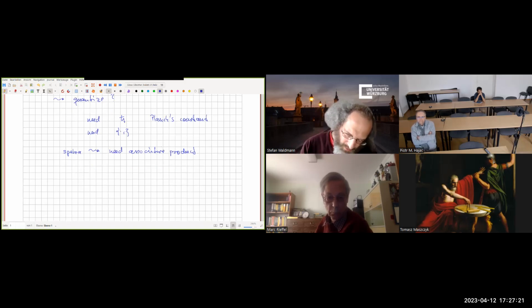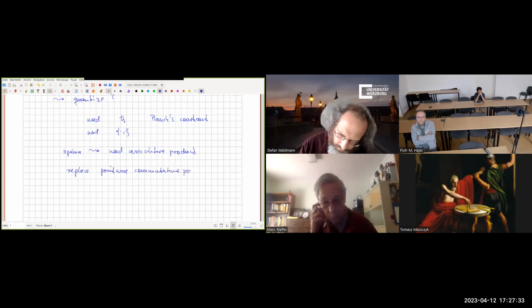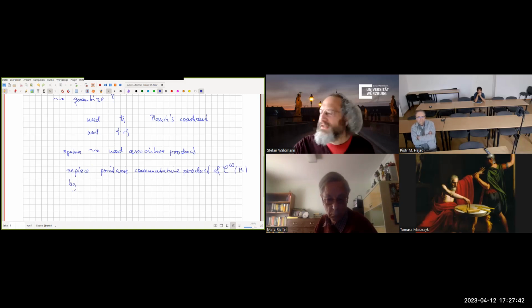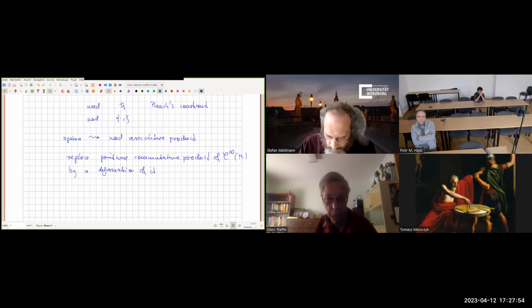And so the idea is then to replace the pointwise commutative product of the function algebra, C infinity of M, by something which is not completely new, which is still close to it, by a deformation of it. And deformation means we are looking for a new product. So if we take two functions, we multiply them now with a new product, and this symbol is the star, that's the star product, just refers to this symbol.